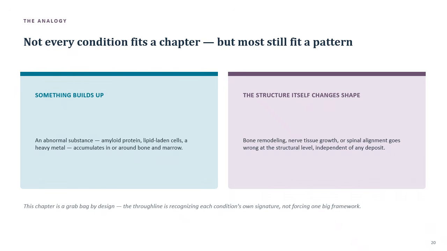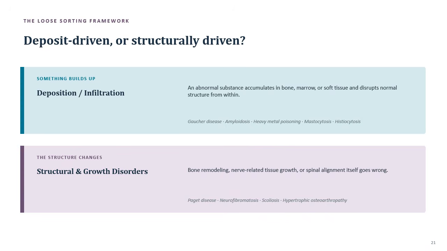So again, it doesn't fit into a nice little box like our endocrine, metabolic, and nutritional conditions, but there are still some patterns that we can use to identify what's going on with the patient. On this slide, we're going to look a little bit deeper into those two patterns, the pattern where something abnormal is building up, and also the second pattern where the shape itself is changing.